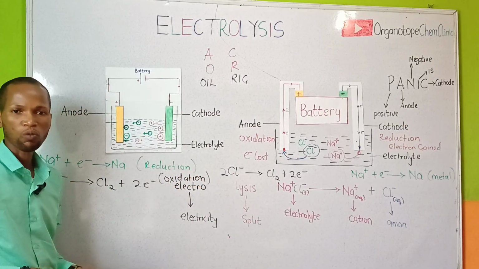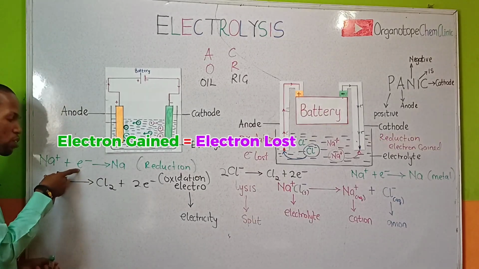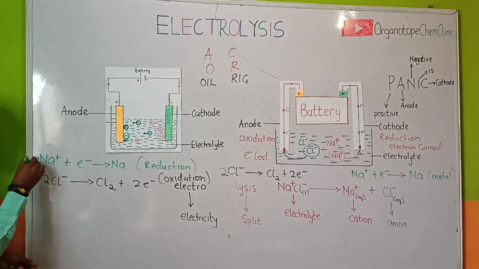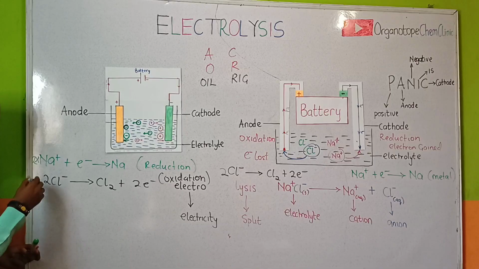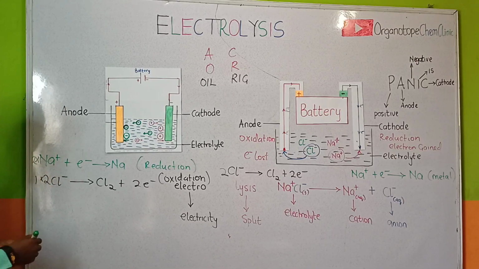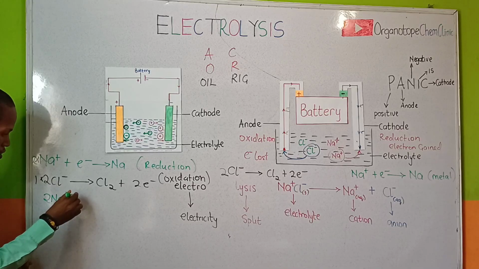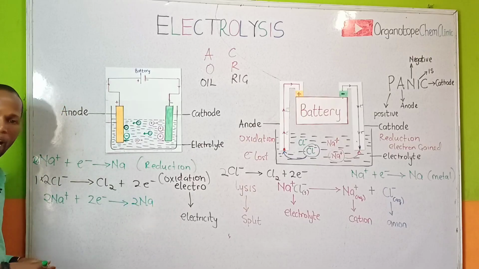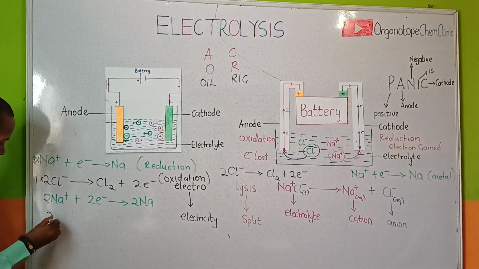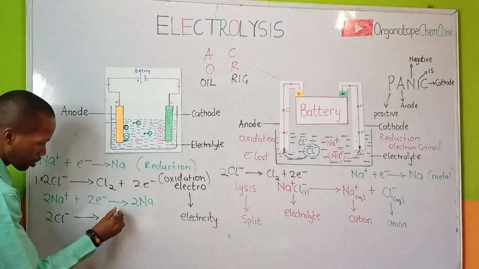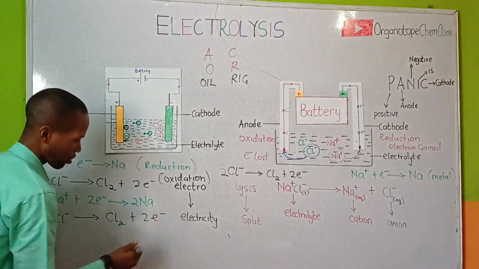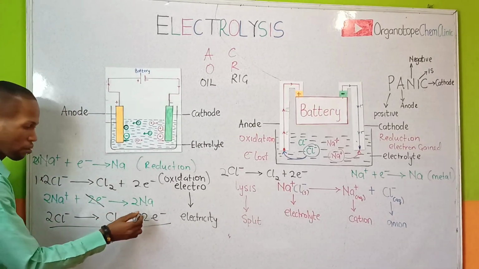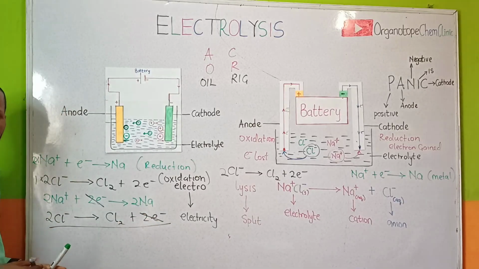In order to balance the 2 half equations for a redox reaction, the number of electrons gained must be equal to the number of electrons lost. Therefore, there is need for us to multiply the reduction half equation by 2, and the oxidation half equation by 1. So we have 2Na+ + 2e- going to 2Na, while the oxidation half equation becomes 2Cl- going to Cl2 + 2e-. So the overall equation can be expressed in this form. The number of electrons gained is equal to the number of electrons lost. Therefore, both will cancel out, right?